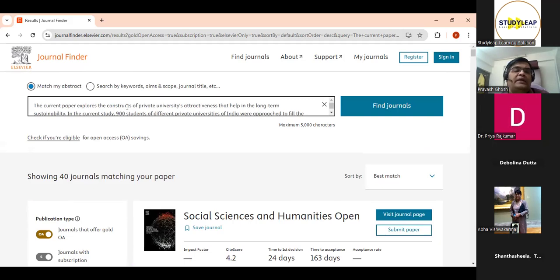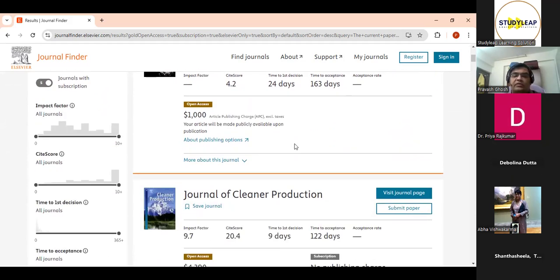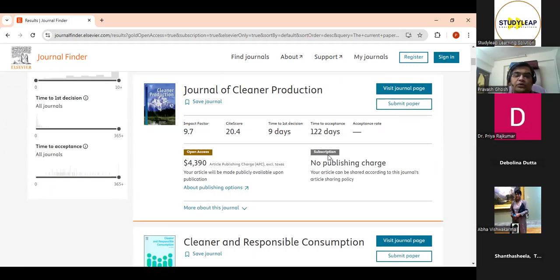Similarly, you can search by keywords also. Can you see here? Search by keywords, right? I have shown you by pasting my abstract. Similarly, you can do it by keywords, or by title, but try to put your abstract. It gives some match criteria. Some journal finders will show you how much your paper and the journal are matching, what percentage. Here it is not giving that. So in the next journal finder, I will try to show you that, right?